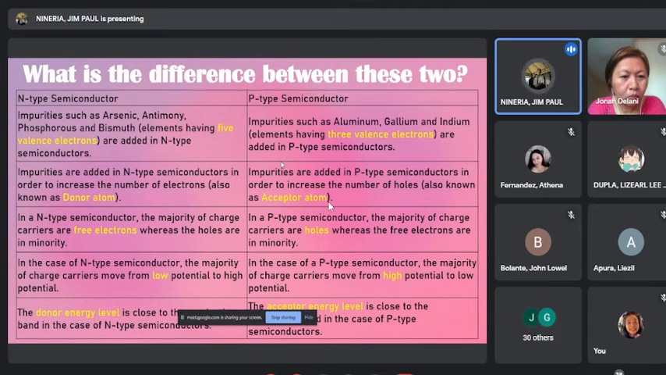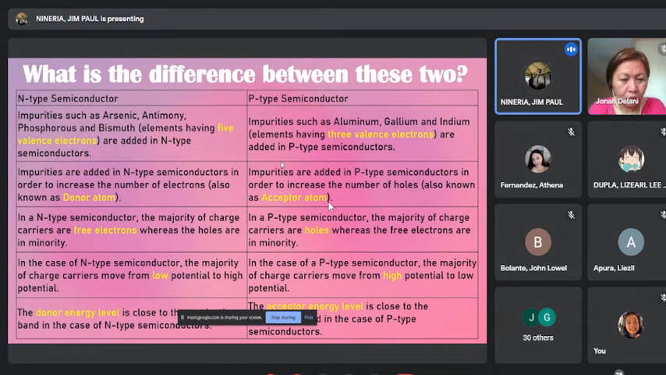Since that is the donor atom, it has an excess of one electron, and the P-type semiconductor is the acceptor atom, since it has a deficiency, a hole. And then the next thing is that the N-type semiconductor talks about free electrons.